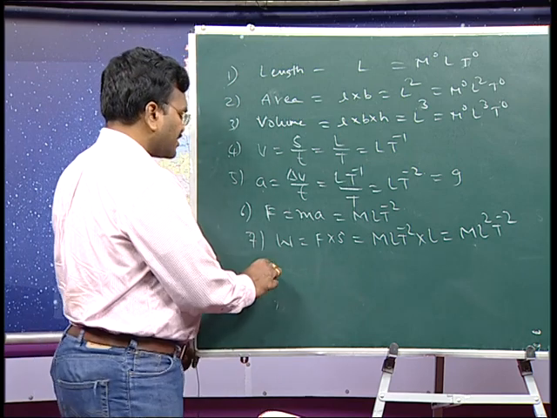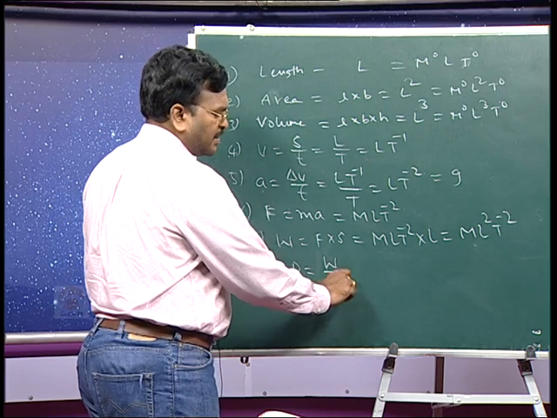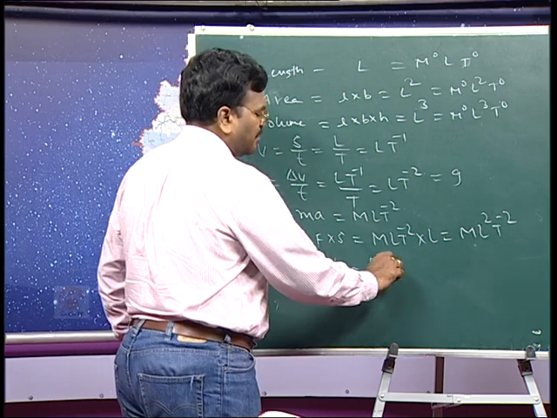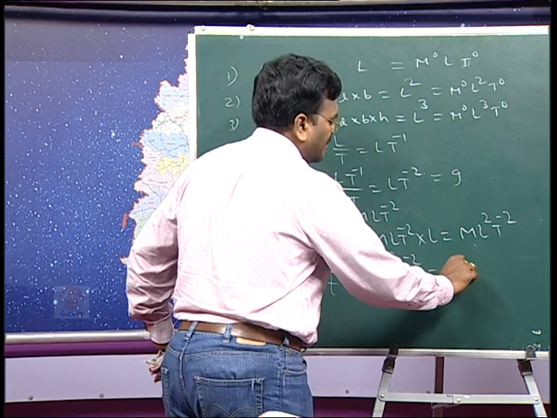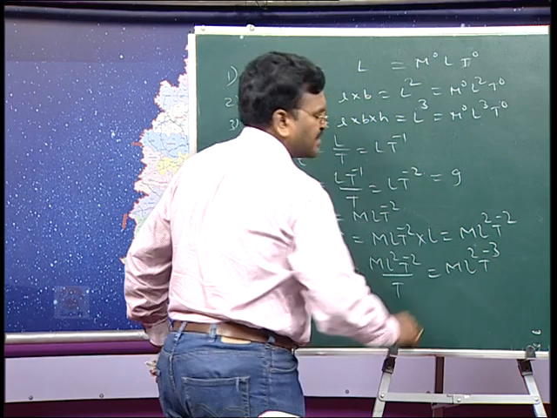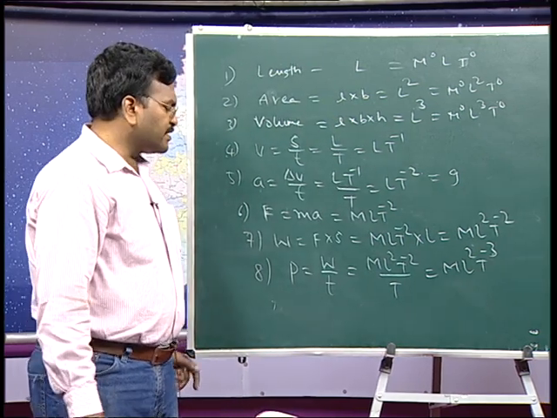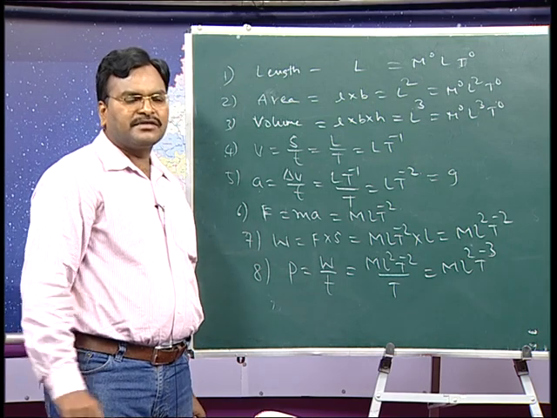And next one, power. Power is equal to what? Work by time. Work how much? M L square T power minus 2 by time. What are we getting now? M L square T power minus 3. This is the dimension formula for power. Like that you learn all dimension formulas.